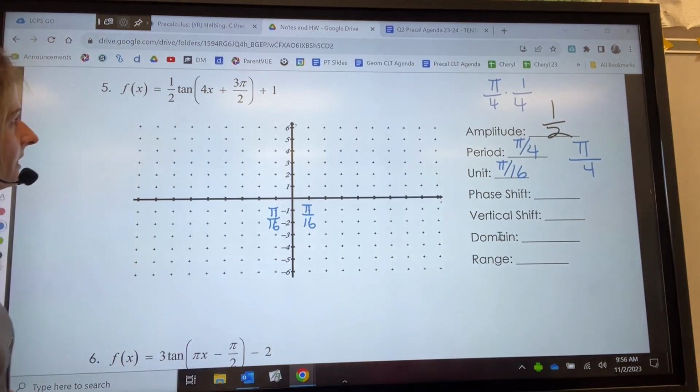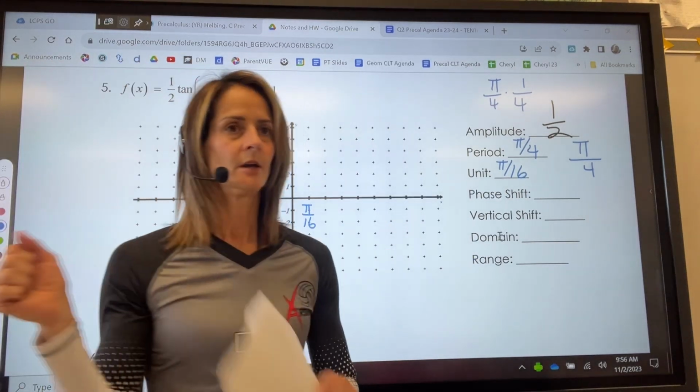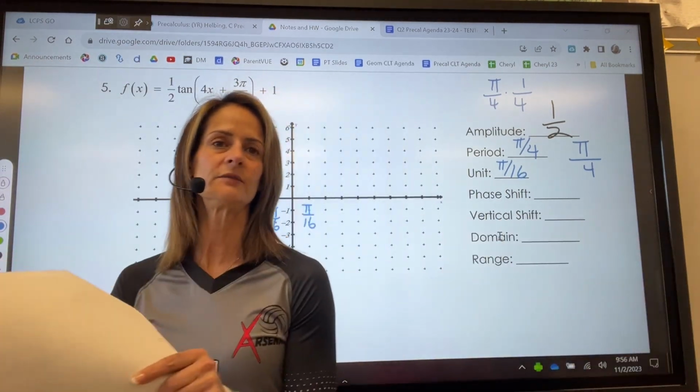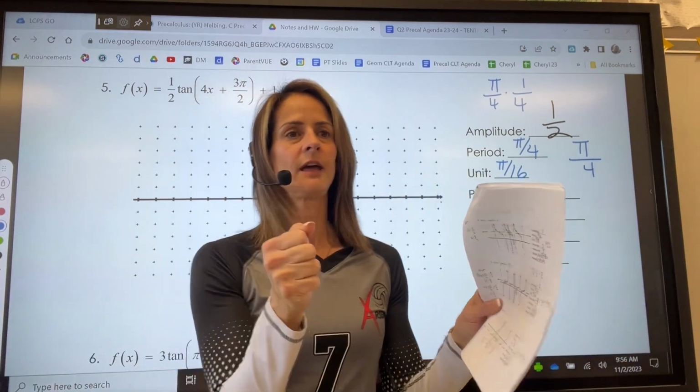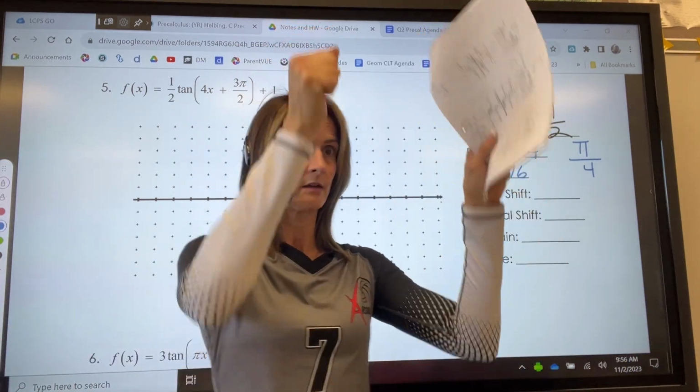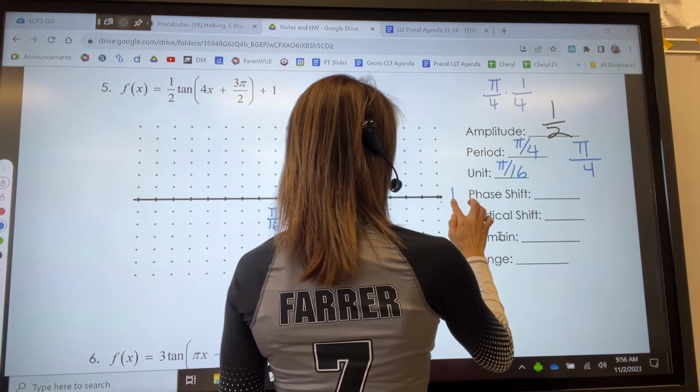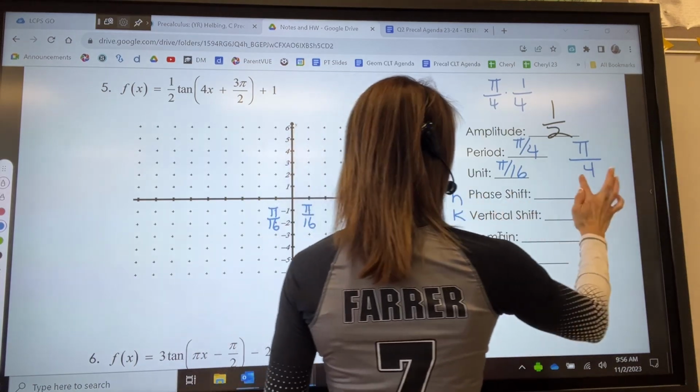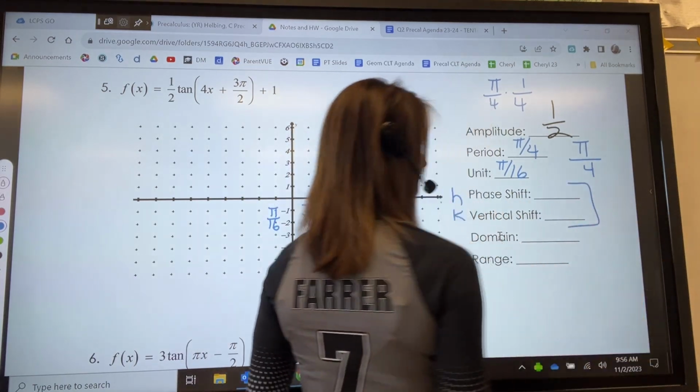All right, let's go to the phase shift. So this is kind of like our phase shift is our horizontal shift. So that's our H, and the vertical shift is our K. So this is like our H, K. This is our shift right here. So let's figure that out.